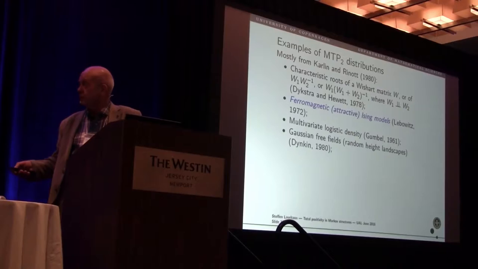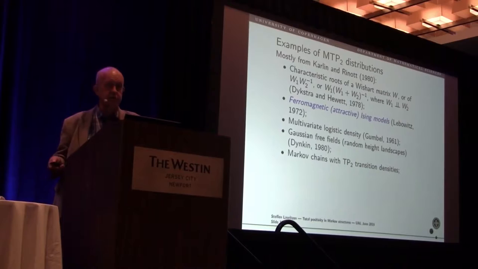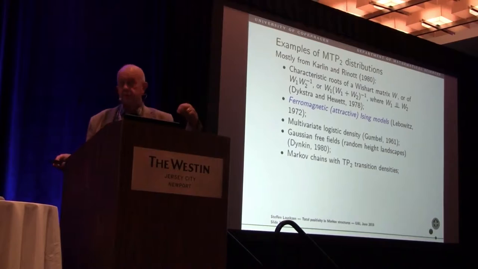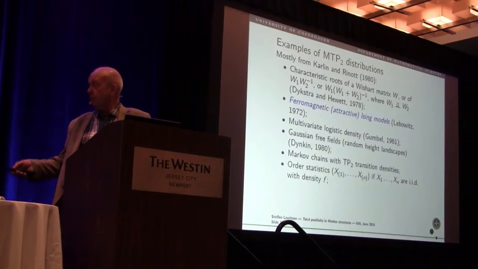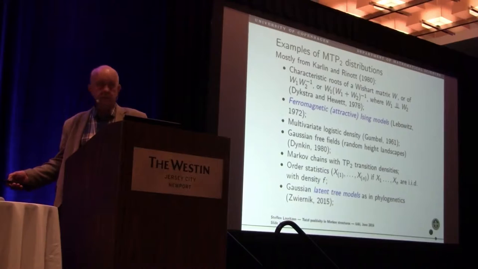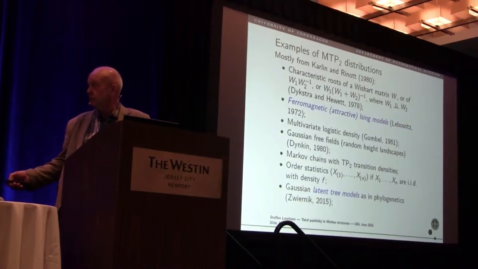There are multivariate logistics, there's something called Gaussian free fields, and any Markov chain which has a transition density. If there's a tendency in the Markov chain that when you move from one point to the next point, you have a positive association between two time points, then it will be positive all over the place. And the order statistics, if you take any multivariate density, these are also classic statistical things. And any latent tree model, in particular the Gaussian ones, but I'll show you later other latent tree models occur in the same way. So the ones you find, for example, in phylogenetics, they're also MTP2.